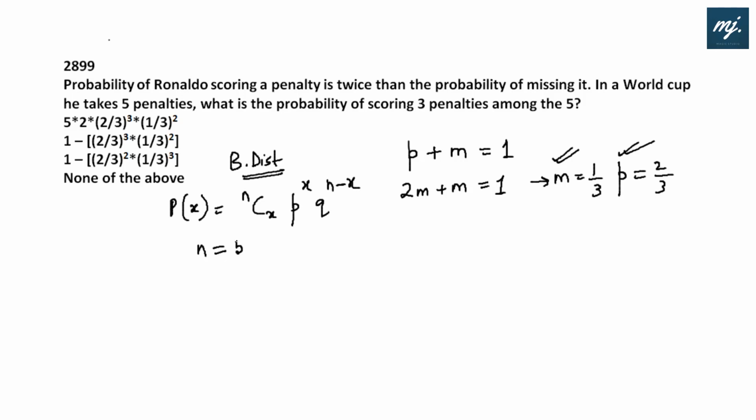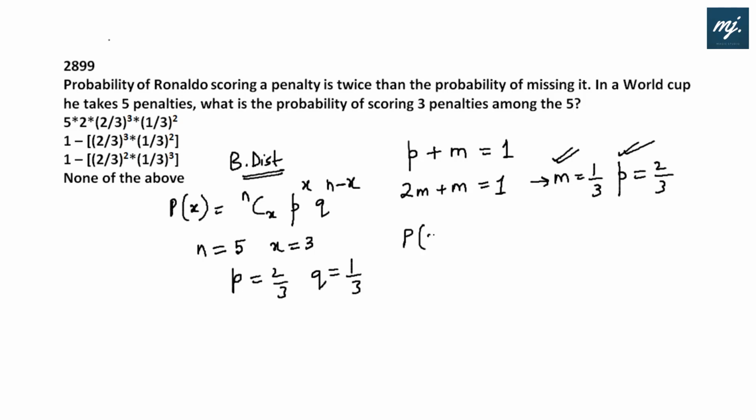Here it is 5. 5 times he will shoot a penalty. And then X is the favorable number of times it would happen, that is 3. Small p is probability of success. Here probability of success is 2/3, that is scoring a penalty. And q is probability of no success, that is 1 minus p, which is 1 by 3 in this case.